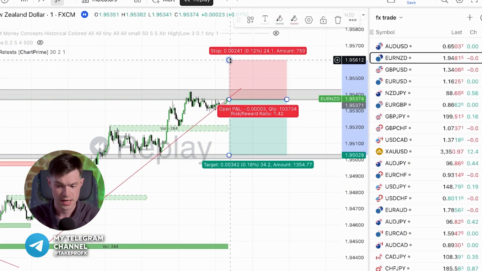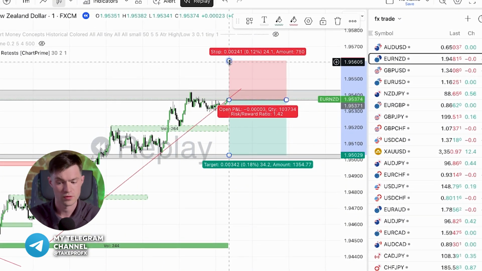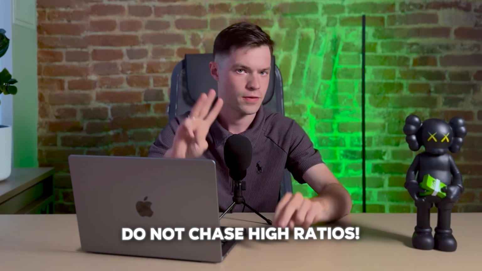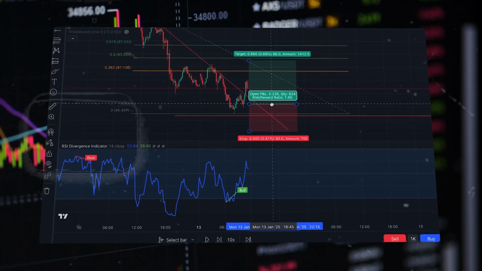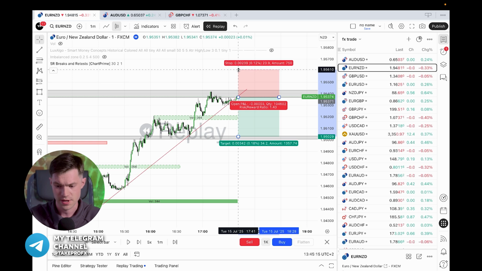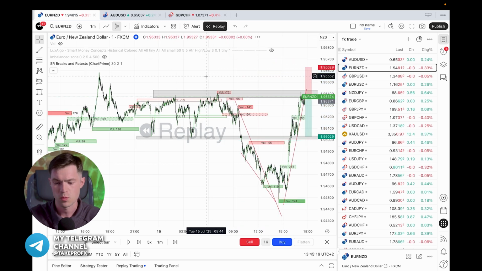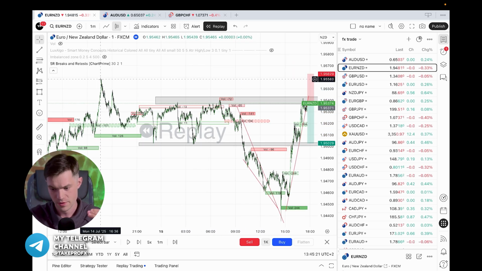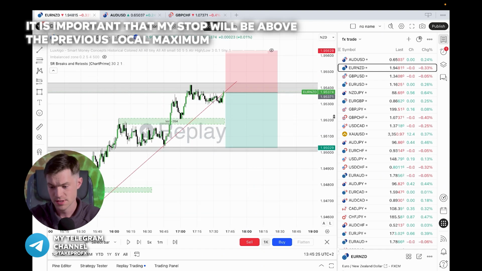And the stop loss I can adjust depending on the ratio of risk and profit. My one very important piece of advice for beginners: do not chase high ratios like 2, 3, 4 and so on. The smaller the stop loss is, the more likely you will catch it. So here I can confidently put a trade with about this ratio. It is important that my stop will be above the previous local maximum, and here these conditions are met.